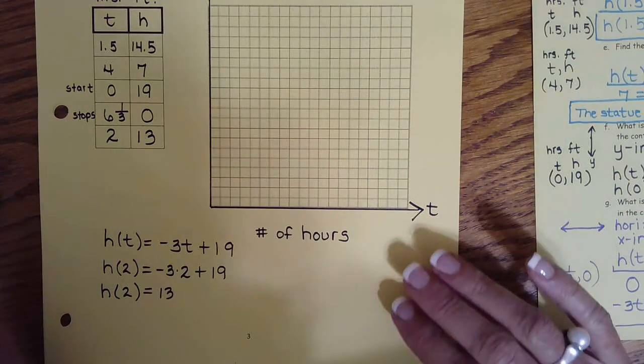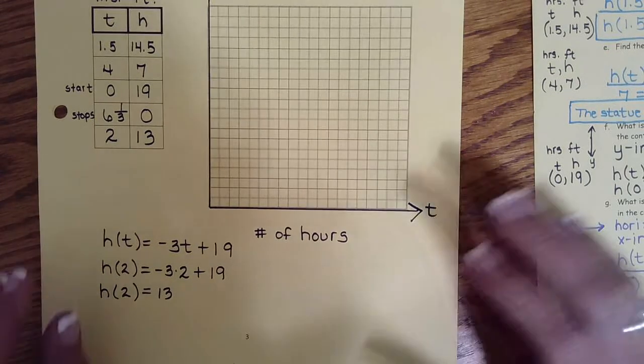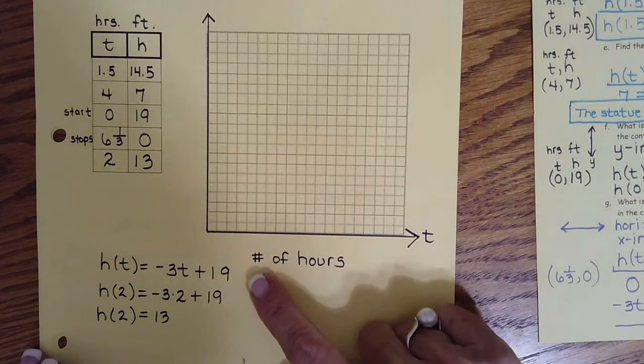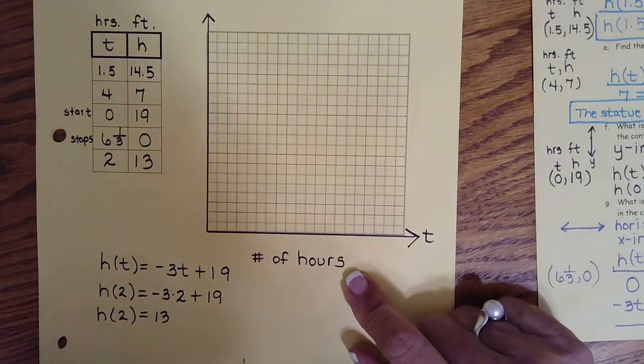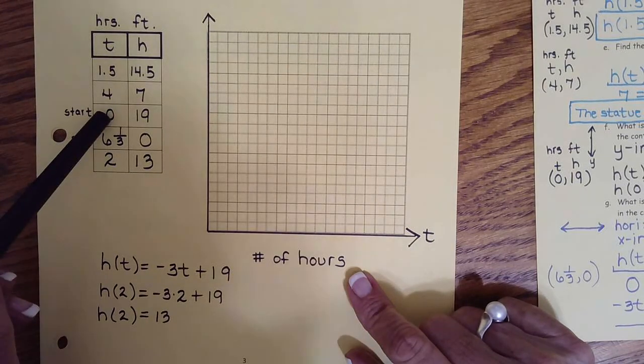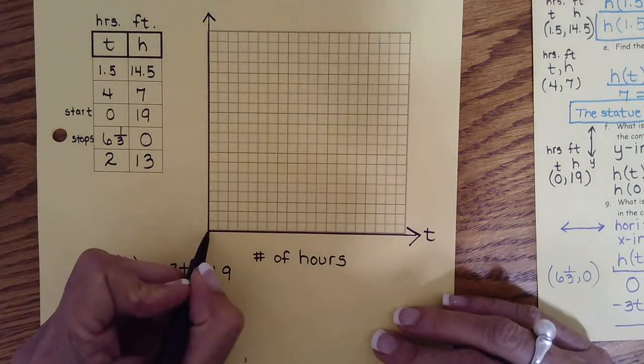Okay, we were working on the graph when that last video stopped, so let's go ahead and pick up from where we left off. So we were labeling our axes, so this is number of hours, and I see number of hours has to go from 0 to 6 1/3. So 0 is the smallest, 6 1/3 is the largest, and obviously 0 is over here.